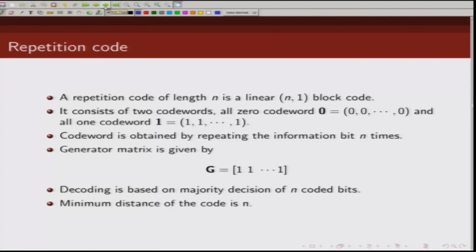And we can see the minimum distance of this code is n, because there are only 2 code words, the all 0 code word and the all 1's code word. So, it can correct floor of n minus 1 by 2 errors, and it can detect n minus 1 errors, because any error pattern of weight less than n would not change it into any valid code word. So, all error patterns up to weight n minus 1 can be detected by this repetition code.